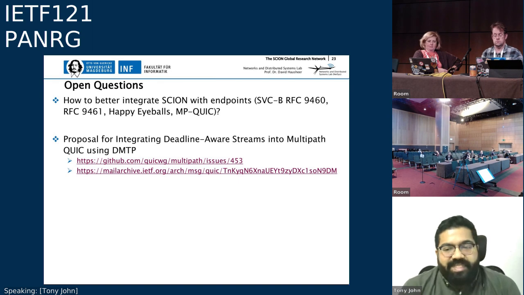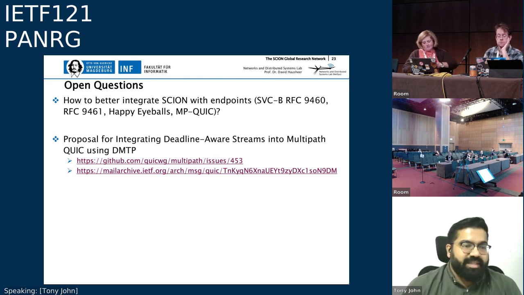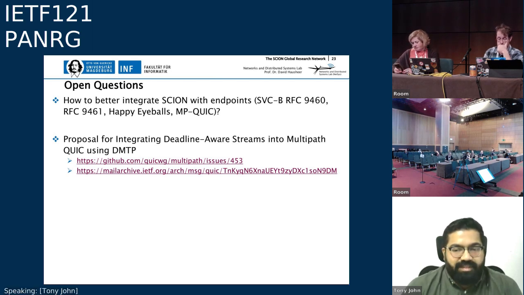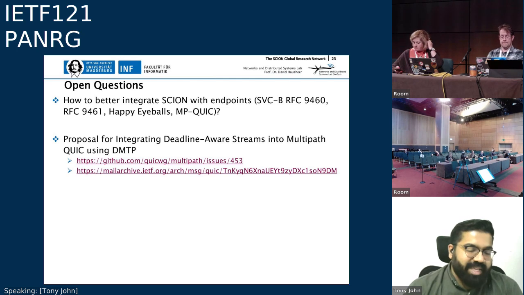To take this further, we want to tackle some of the open questions, specifically how we can integrate SCION into endpoints. We have examples like SVCB, Happy Eyeballs, and MPQUIC. And as an example, we have proposed integrating deadline-aware streams into multipath QUIC using DMTP, which uses mechanisms that involve SCION multipath. It leverages SCION's multipath capabilities.